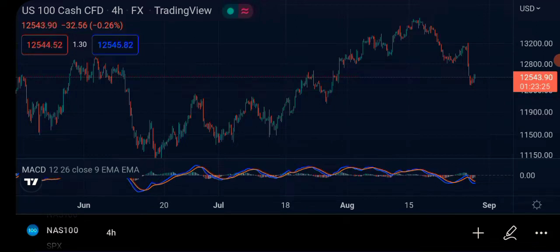Let's also do the next setup. The same procedure, we'll be using moving average 200. You'll find out why we're using the setup.